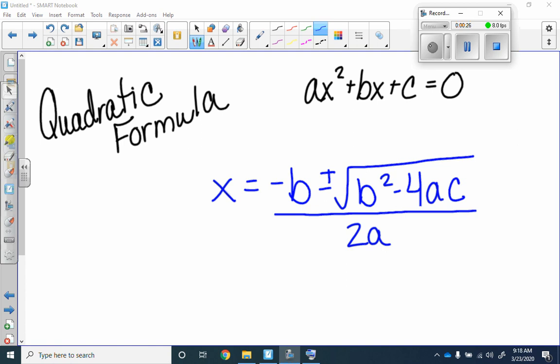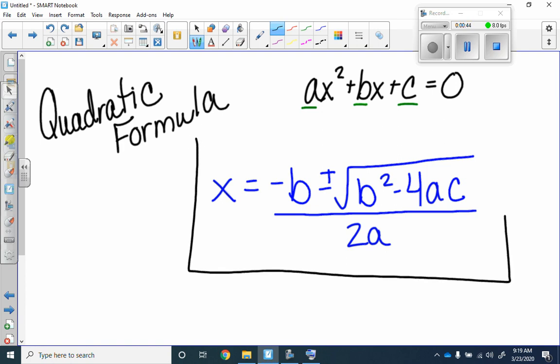It does only work for quadratics that are set equal to 0. So you'll notice that I have ax squared plus bx plus c equals 0, and it uses the coefficients of a, b, and c, putting them into this formula that we have here. And it is x equals negative b plus or minus the square root of b squared minus 4ac all over 2a.